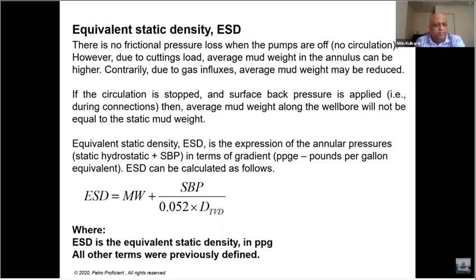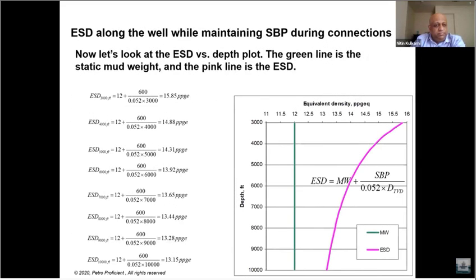If you are circulating, then your equivalent, basically, the equation here gives you how you calculate your equivalent static density when you are applying surface back pressure. And this plot shows you how your equivalent static density varies with surface back pressure. As you notice, your density becomes higher as you go to shallower depths.